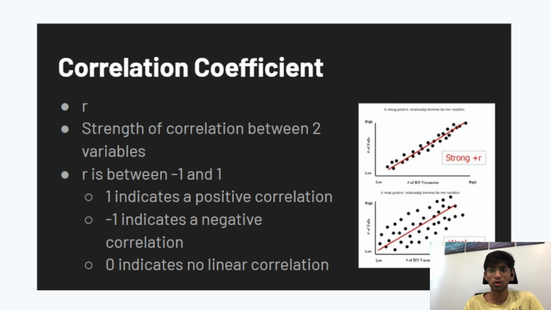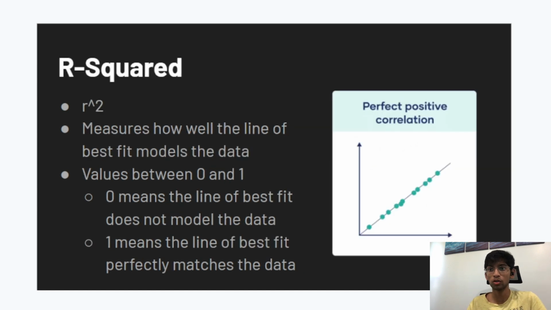When you're doing linear regression and have a line of best fit, R is used to evaluate how strongly two variables correlate with each other. R is between -1 and 1, where 1 indicates a positive correlation between two values, meaning that if one variable increases, the other also increases, while -1 indicates a negative correlation, so if one increases, the other decreases. An R value of 0 means that there is no linear correlation between the variables.